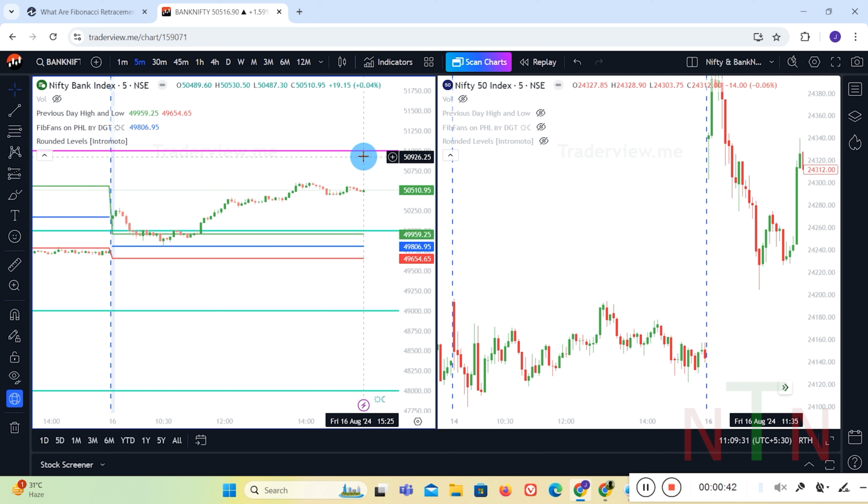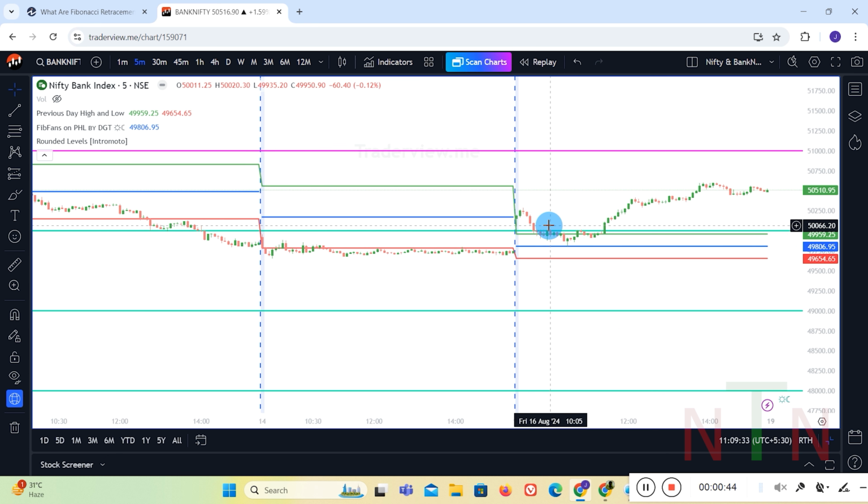Like we said, the round-off numbers, I'm just going into the chart. We are seeing that the round-off number is 51,000. So Nifty, Bank Nifty, you take the Bank Nifty 51,000. The next round-off number is 49,000. 1,000 points, this is the round-off.